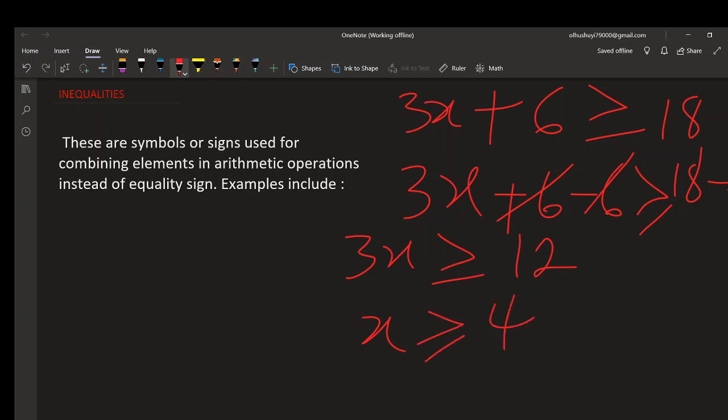So what are the range of values of x? The range of values of x will be 4. Since x is greater or equal, it implies it can be equal to 4 or more than 4. So we have 4, 5, 6, and on and on.